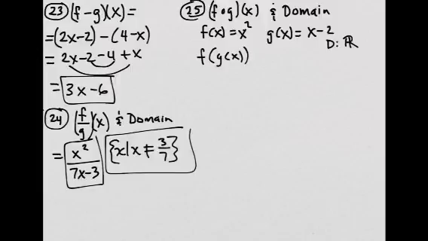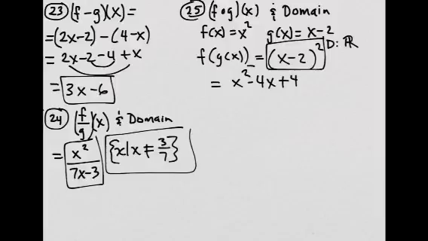Remember, this is the other notation for f∘g. So you take x squared, and in place of the x you put x minus 2, the g of x. You can leave it like that, or you can multiply it out. Same thing. So it's either this one or this one. And the domain of the resulting function f of g of x is also all reals. There's no restriction on the domain.